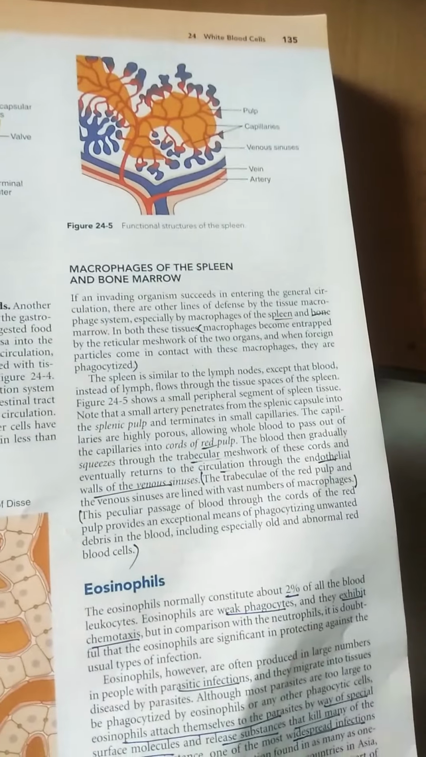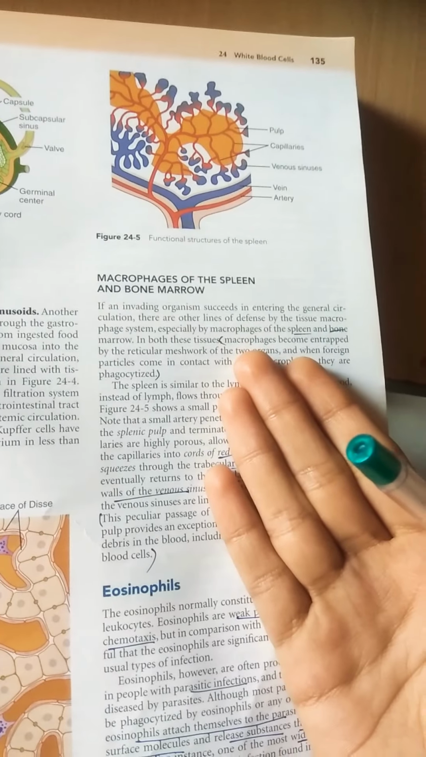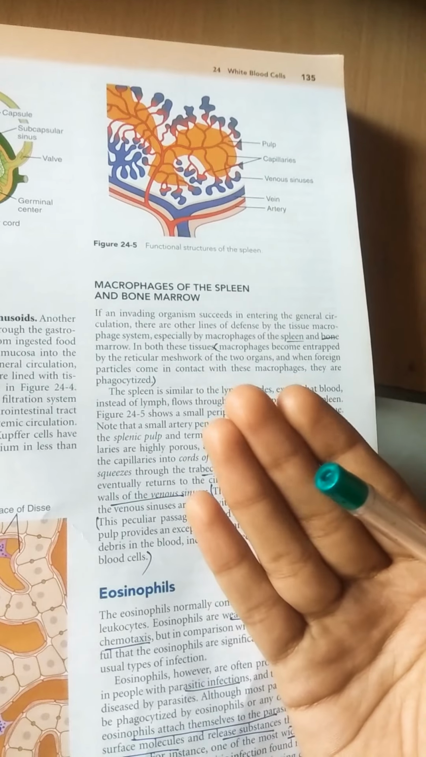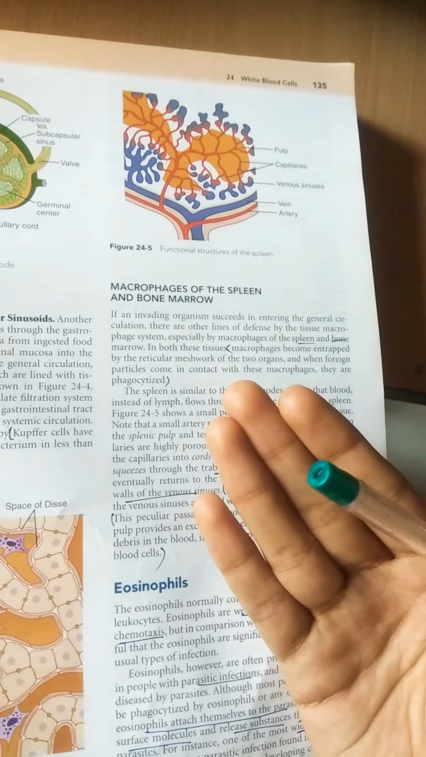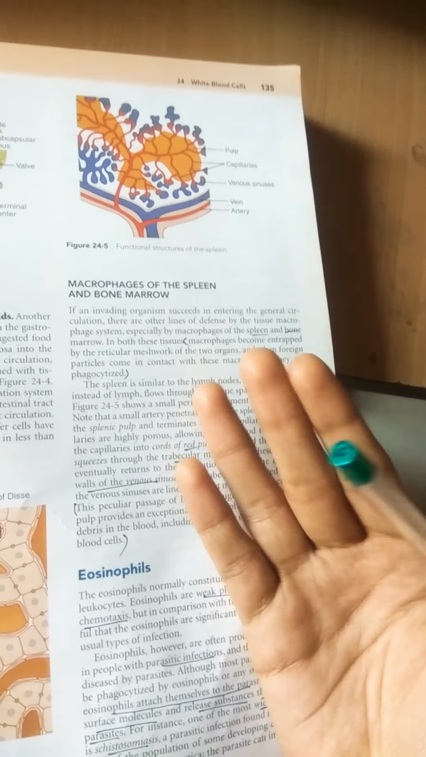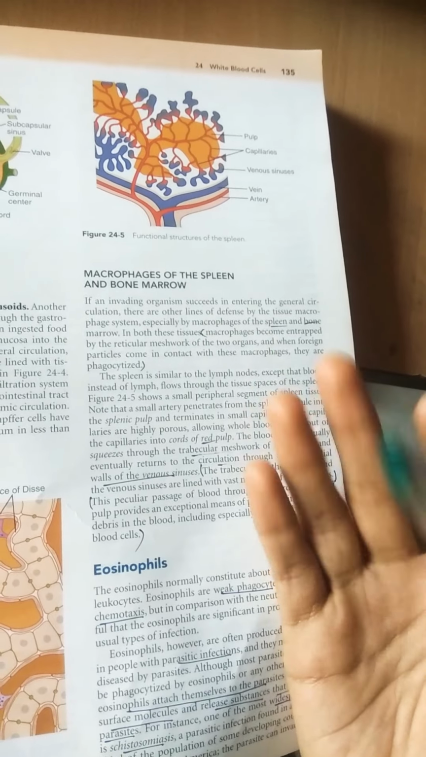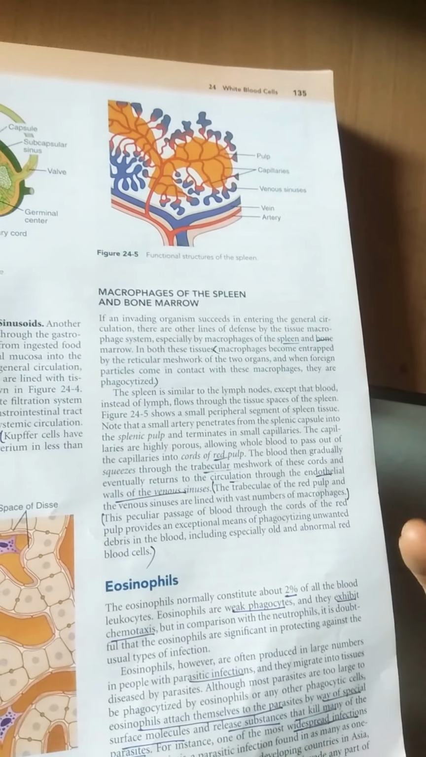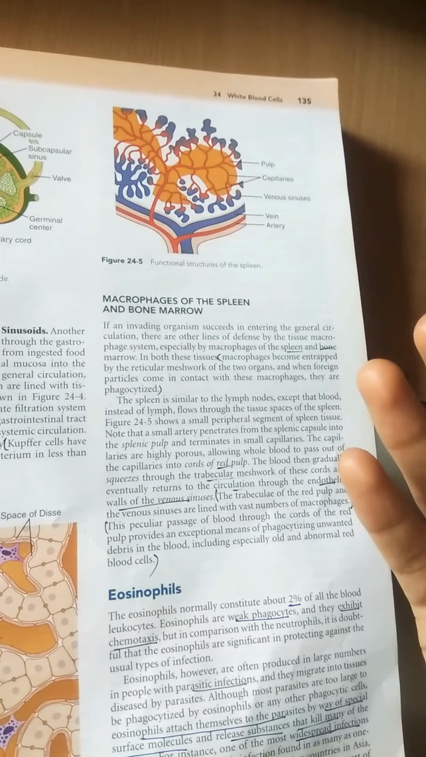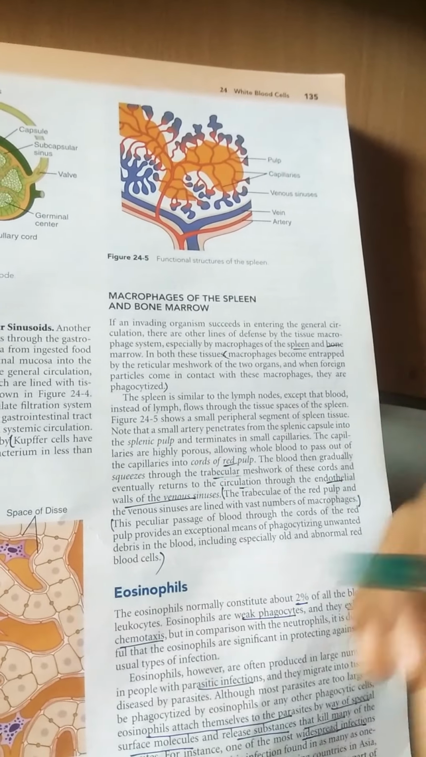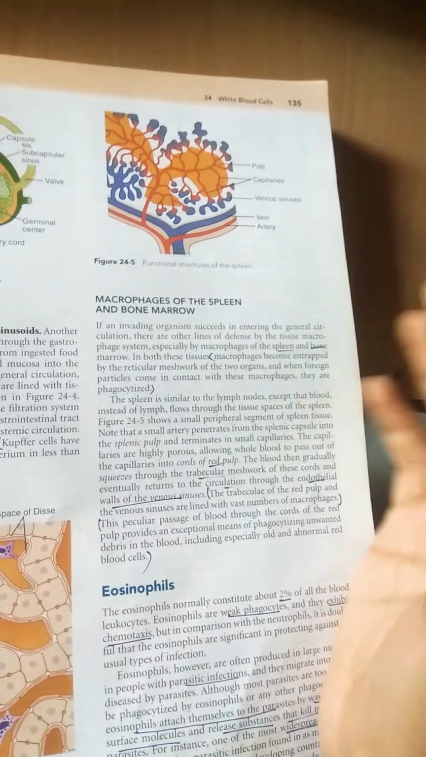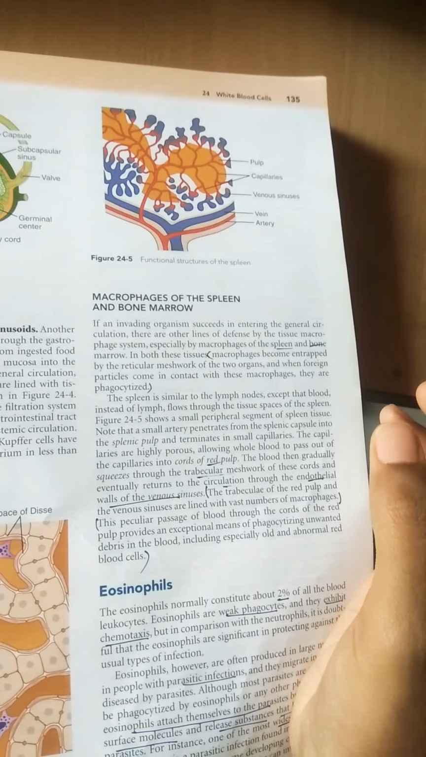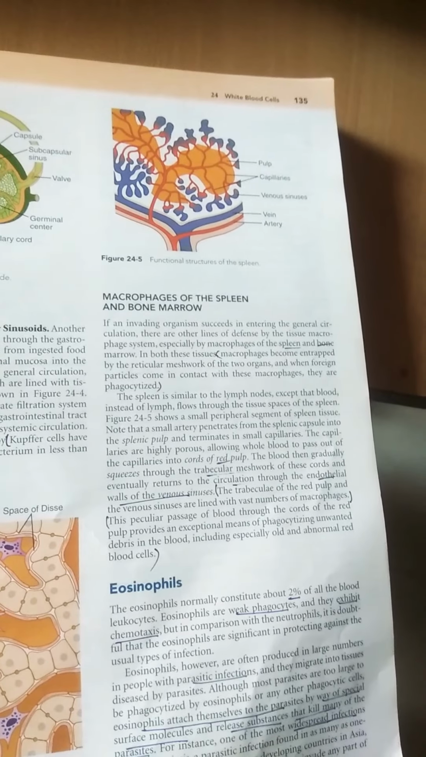And macrophages of the spleen and bone marrow. Foreign particles become entrapped by the reticular meshwork of these two organs, come in contact with the macrophages, and are phagocytosed, mainly in our spleen and bone marrow. You can see these arteries, and the blood squeezes through the trabecular meshwork, passes into the red pulp, next into the venous sinuses, and from the venous sinuses eventually returns to the circulation through the endothelial walls of the venous sinuses.